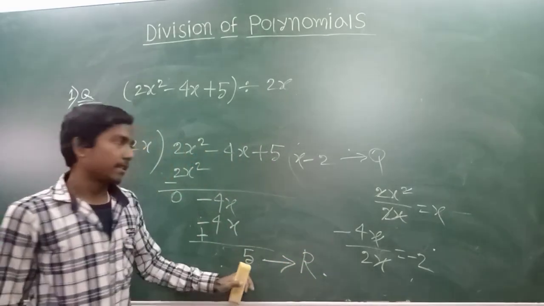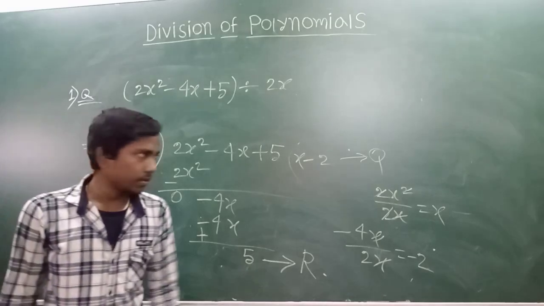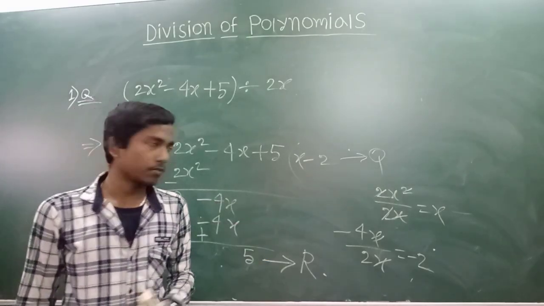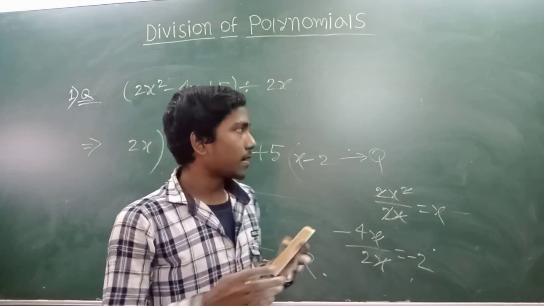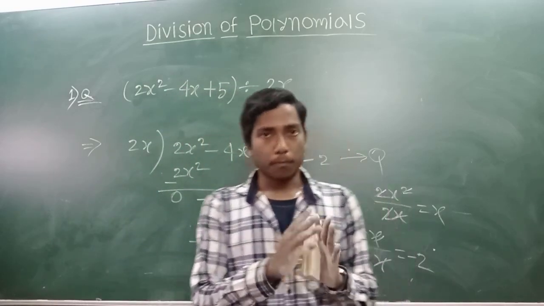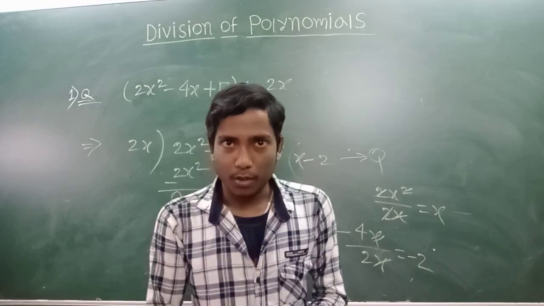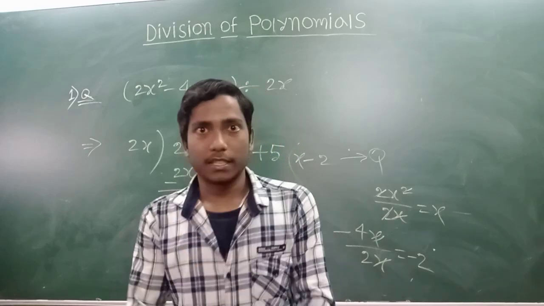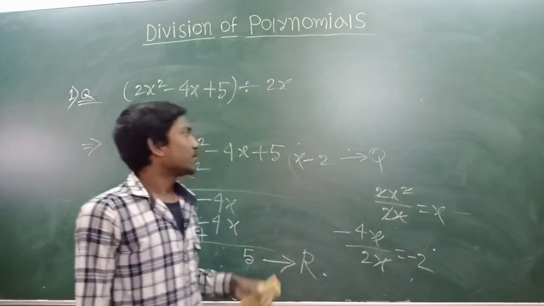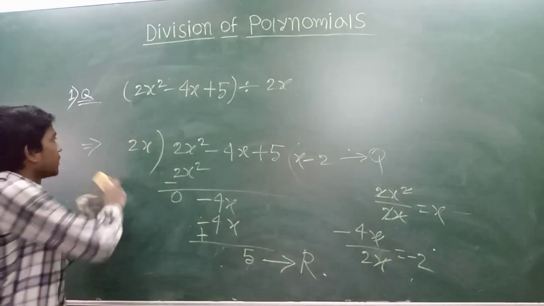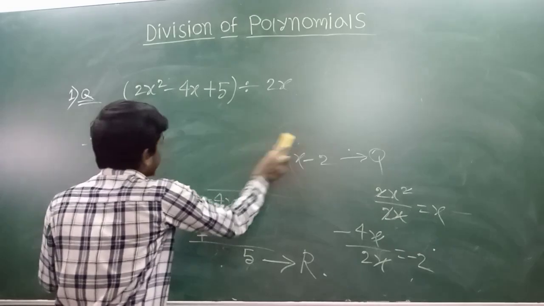Now you can check this by the division algorithm. This is our quotient and this is our remainder. Okay students, so I hope you understood about the division of polynomials by a monomial. Now we will learn how to divide a polynomial by a polynomial. Okay students, so let's note this.